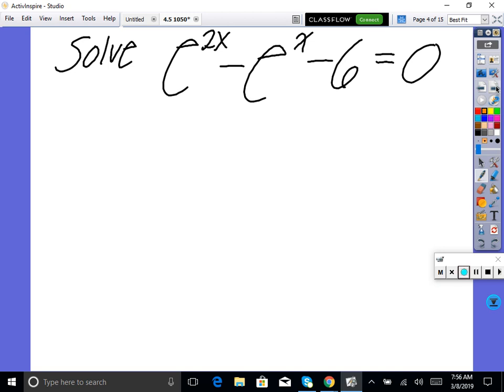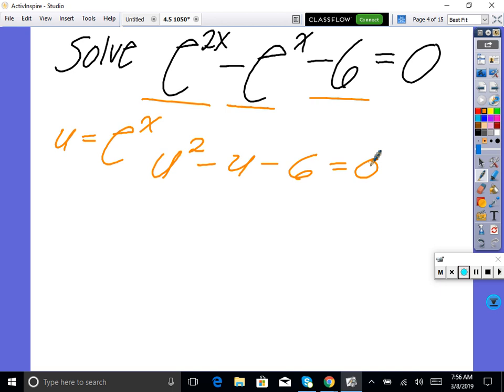So instead, just a reminder, these guys are noticing it's quadratic in form. Degree 2, degree 1, constant. That's quadratic in form. Our u substitution is e to the x, everyone, right? If this is supposed to be x, then that would be our u substitution, because this would be u squared minus u minus 6 equals 0. Now we'll solve by factoring.